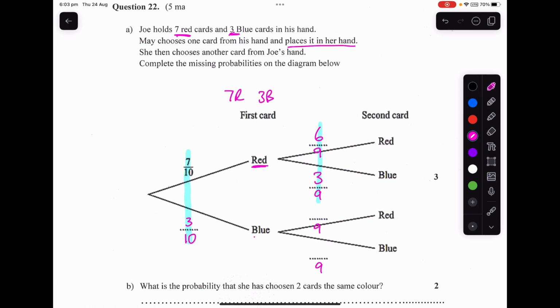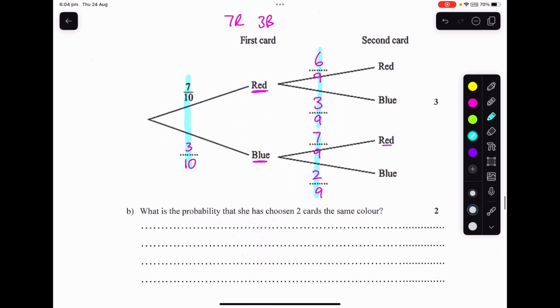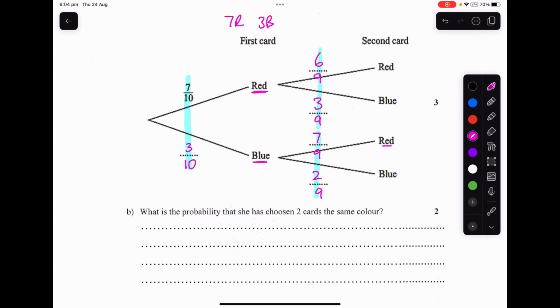Okay, down here we have blue. So they've taken a blue out. So if we pick a red next, there's still 7 reds in there. So we have 7 out of 9 reds. If we've taken 1 blue out, so we've taken 1 away from 3, so we have 2 blues left. So just double check, 7 over 9 and 2 over 9 equals 1. Okay, so that's the rest of the diagram.